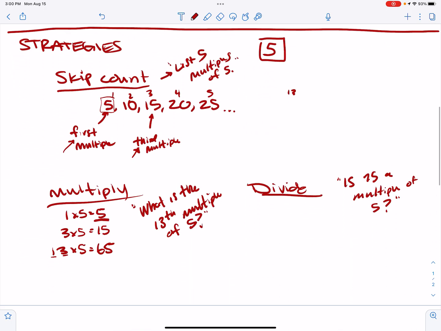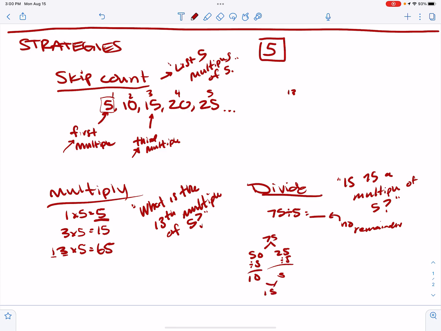So we would look at this and say 75 divided by 5. And if we get an answer with no remainder, then that means we are good to go. And so 75 divided by 5, I'm going to do a quick branching on this. I know that's a 50 and a 25. So 50 divided by 5 is 10. 25 divided by 5 is 5.